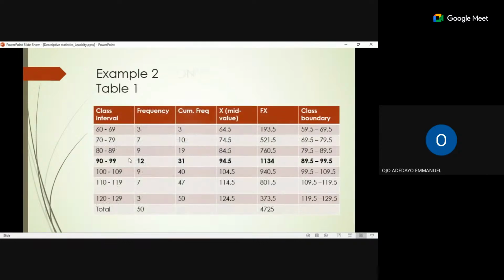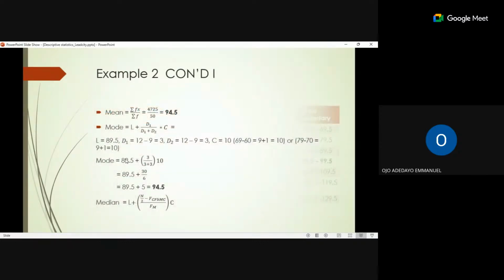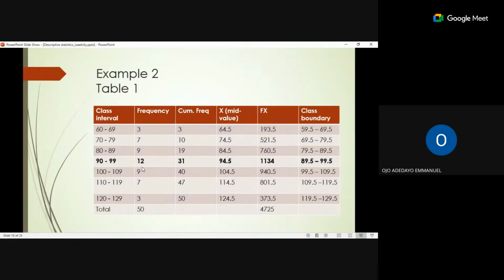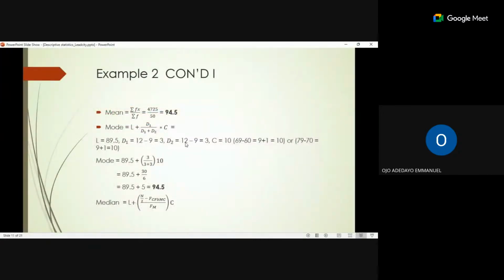Now the next one is we want to get our D2. Our D2 is the frequency of the modal class minus the frequency that follows the modal class. After the modal class, the frequency that follows it is 9. So we are going to do 12 minus 9 also. Let's go back. So we have 12 minus 9. So our D1 is 3. Our D2 is 3. What is our C? Look at this now. To get my class width, it is 69 minus 60, which is 9, plus 1, which is 10. Or you can do 79 minus 70, which is 9, plus 1, which is 10. Now, let me now substitute this into my formula.